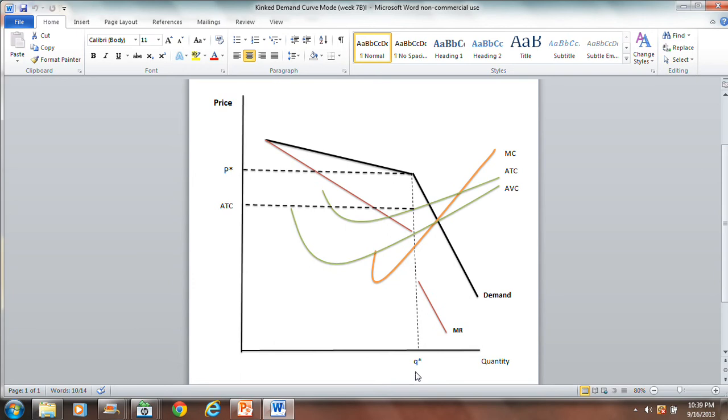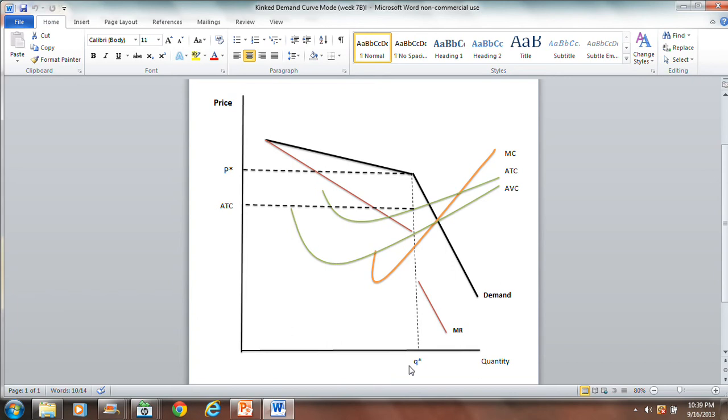Now once you have Q star, everything is centered on Q star, and you just analyze the model vertically with respect to Q star. So you go up and down with respect to Q star. So I go to Q star and I want to calculate the revenue. I go vertically up to hit the demand curve, which occurs in this case at the kink, and then I go horizontally, and that gives me the price. So I would take that price of P star times the quantity of Q star, and that will give me the revenue, price times quantity.